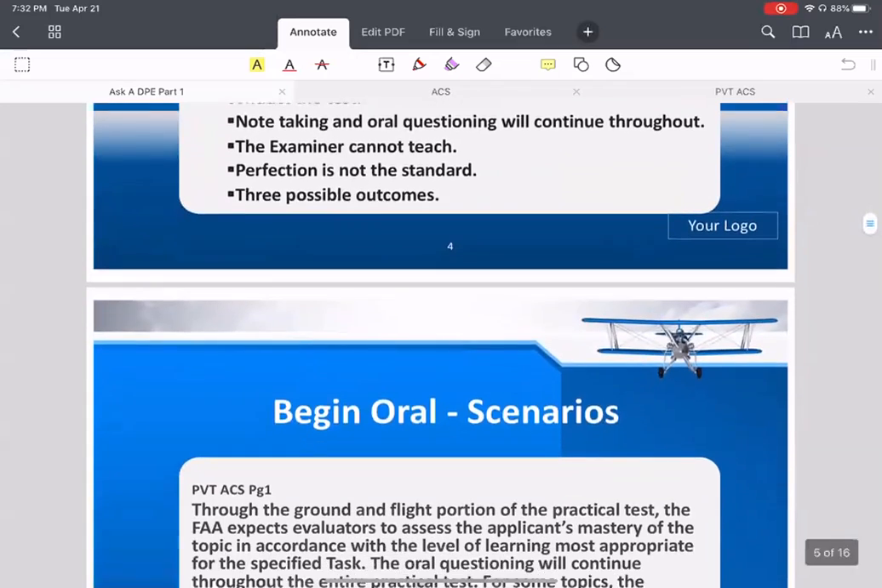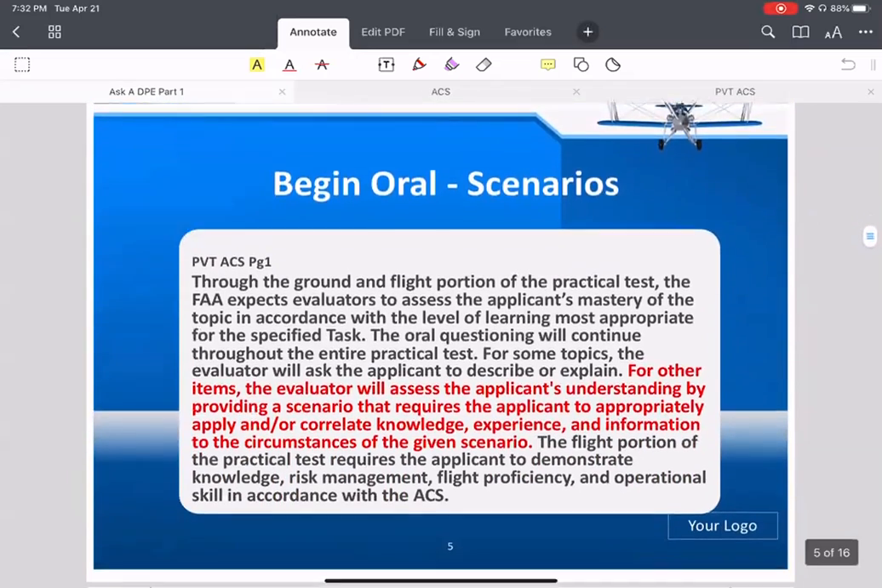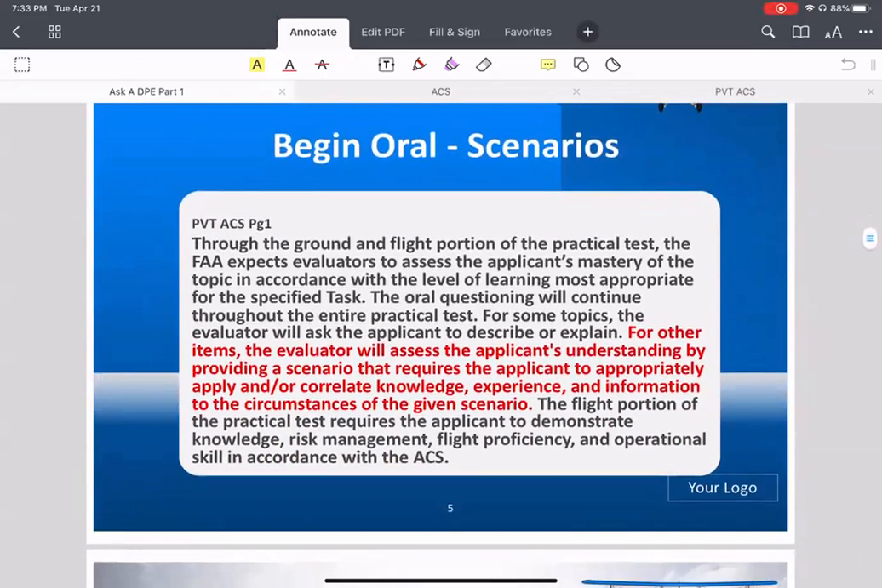Then we generally roll into what the scenario is. So here is the excerpt straight out of the ACS that talks about the ground portion of the practice test: the FAA expects the evaluators to assess the applicant's mastery of the topic in accordance with the level of learning most appropriate for the specific task. The oral questioning will continue throughout the entire practice test.